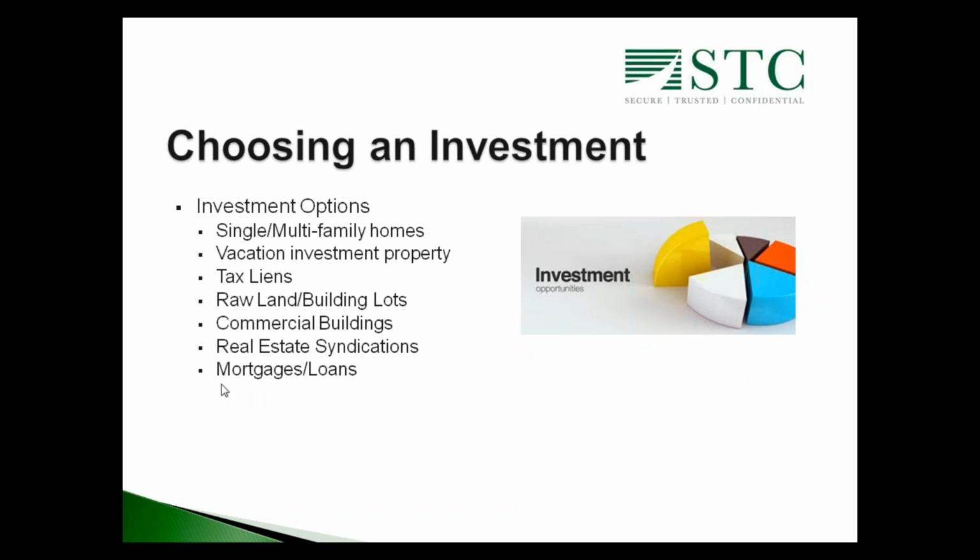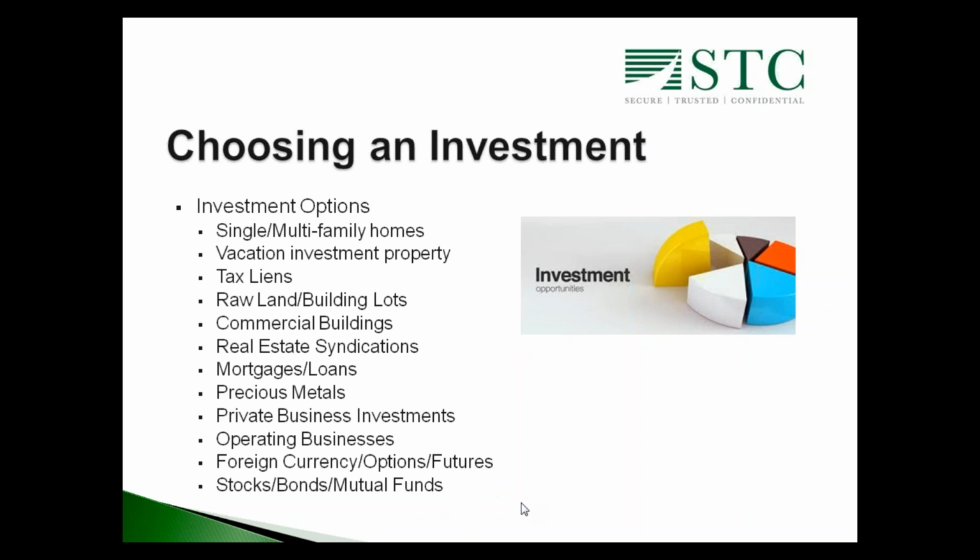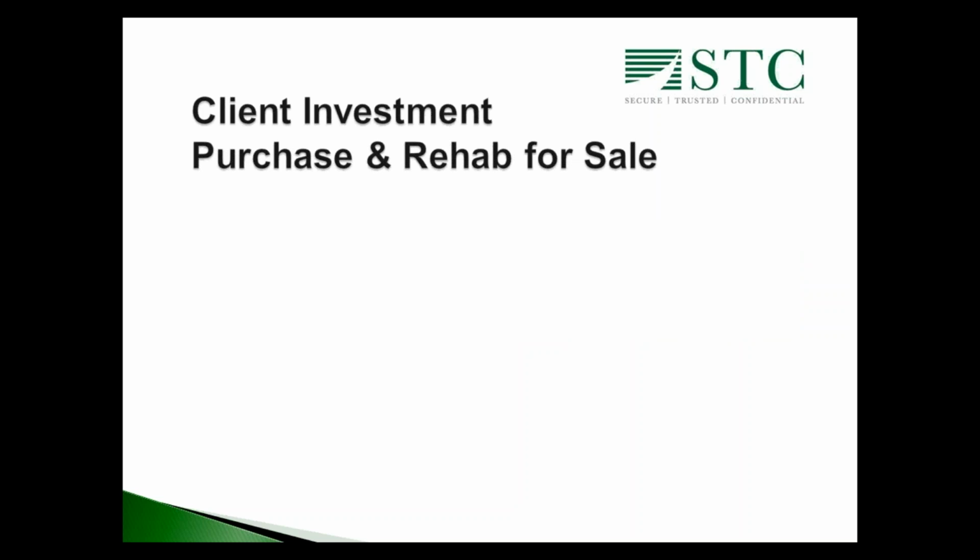Mortgages and loans. You can actually purchase a real estate-backed mortgage. You can make a loan from your retirement account. That can be either secured or unsecured, depends on what you want to do. You can invest in precious metals according to the IRS guidelines. You can invest in private businesses or operating businesses. You can also expand your investments in the stocks and bonds area by investing in foreign currency, options, futures, and then of course you can always have investments in stocks, bonds, and mutual funds too. All of those investments are permitted in a self-directed retirement account.